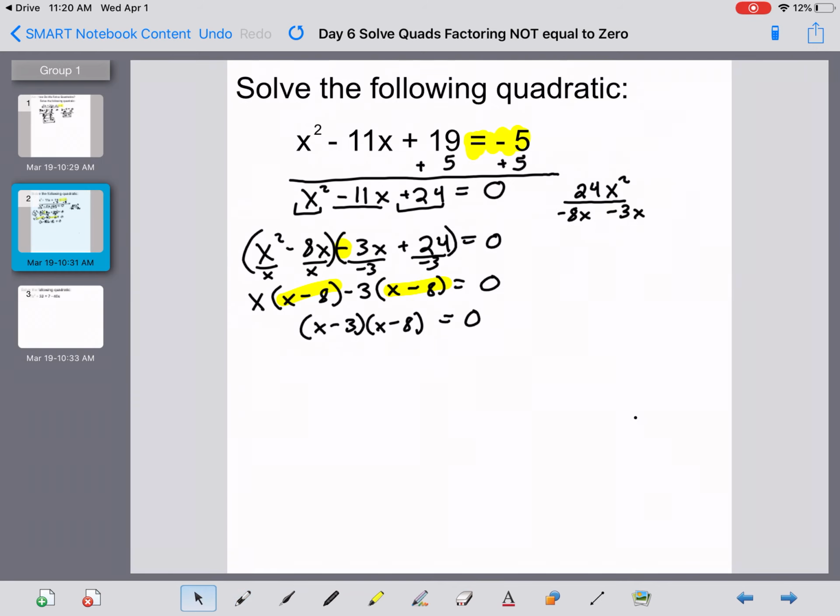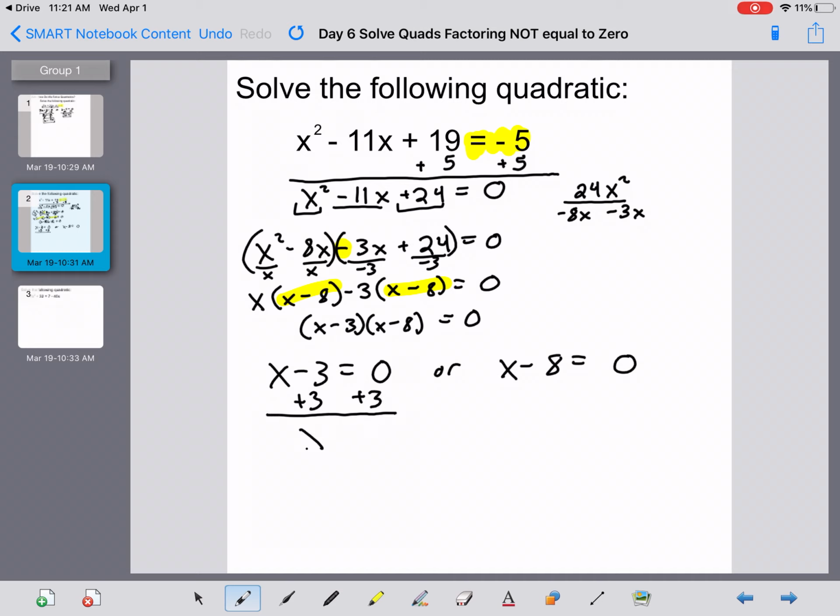Now I can apply my zero product property and set my first term, x minus 3, equal to 0, or set my second term, x minus 8, equal to 0. Now I can just solve each one separately. Add 3 to both sides, x equals 3. For this equation, I can add 8 to both sides, and I get x equals 8. So these would be my two equations, x equals 3 or x equals 8. Those would be my two solutions.